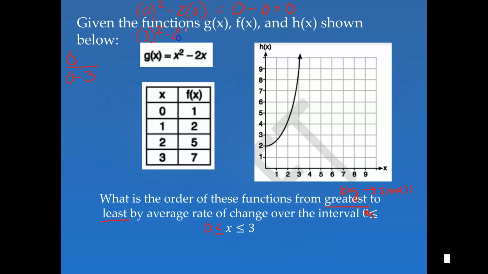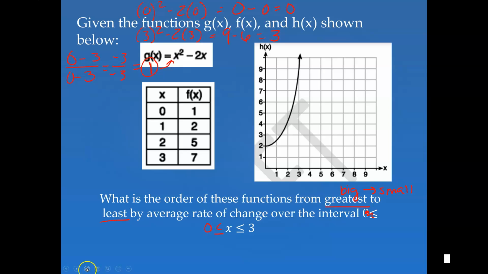Now I'm going to plug 3 in. 3 squared minus 2 times 3. 3 squared is 9. 2 times 3 is 6. 9 minus 6 is 3. So 0 minus 3 is negative 3. What's negative 3 divided by 3? It is 1. So g of x's average rate of change is 1.